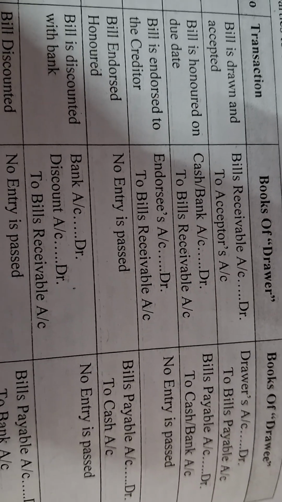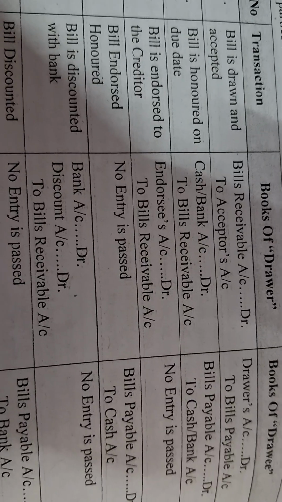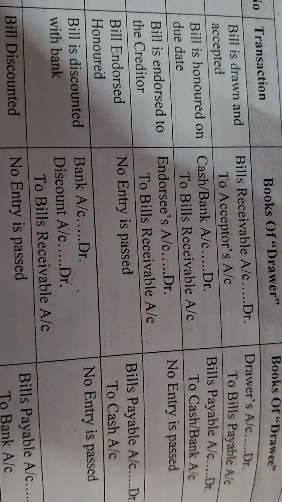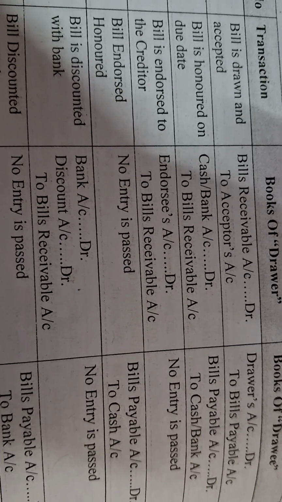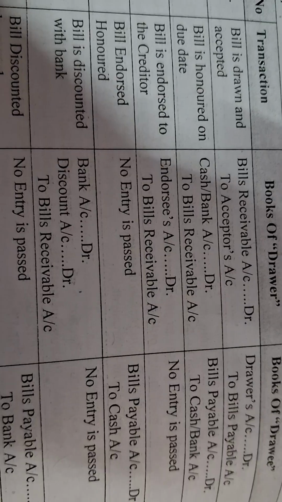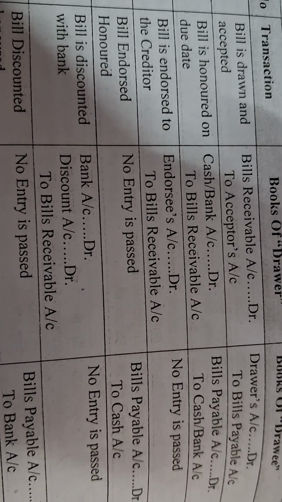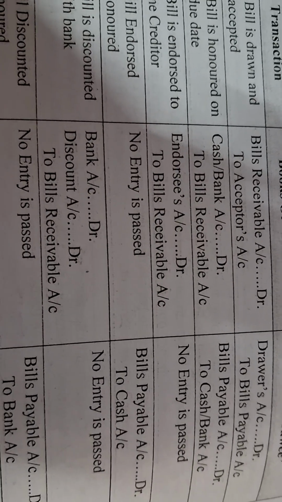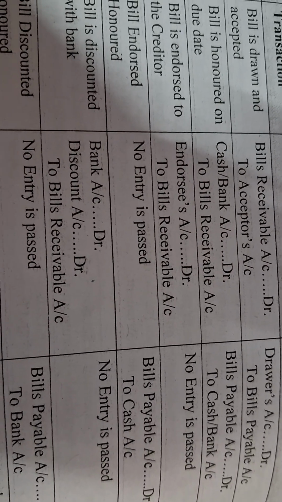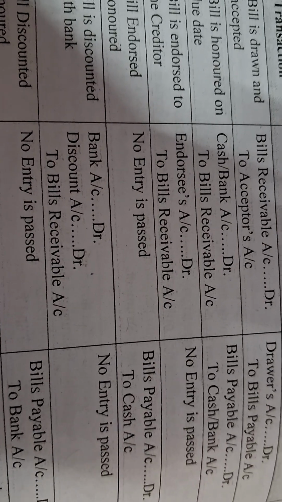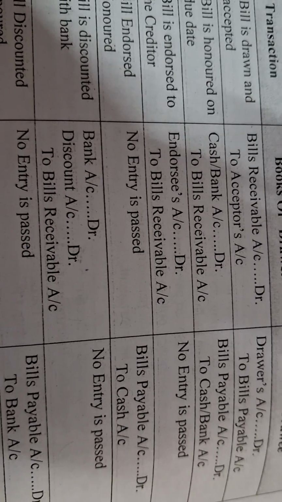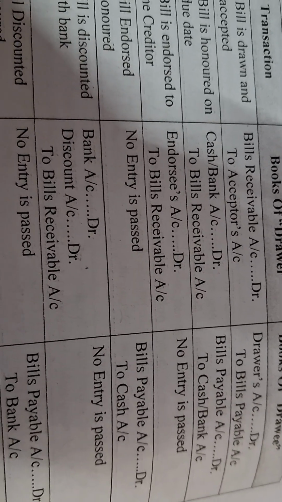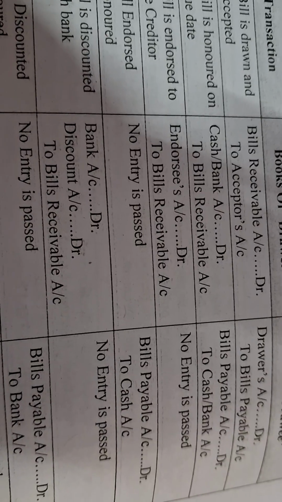And the next one is bill endorsed and honored, meaning when the endorsed bill was honored. At that time, drawer will not record any transaction, any entry. Why? Because already he has endorsed it, he has given it to the third person, that is the endorsee. So obviously in the books of endorsee the journal entry will be recorded, but not in the books of drawer. Whereas in drawee's books, at the time of bill payment, it will be recorded, that is bills payable account debit to cash account.